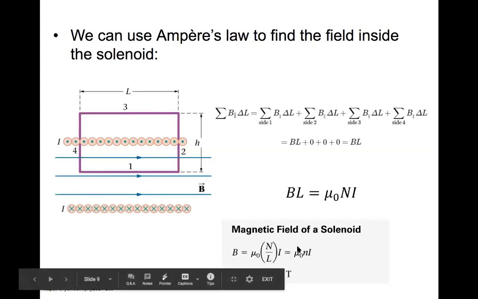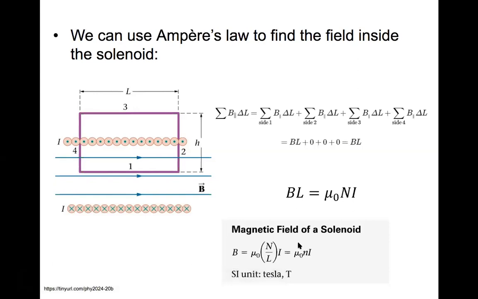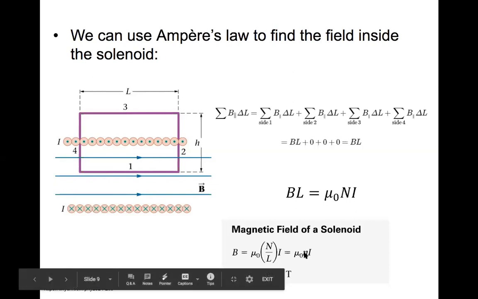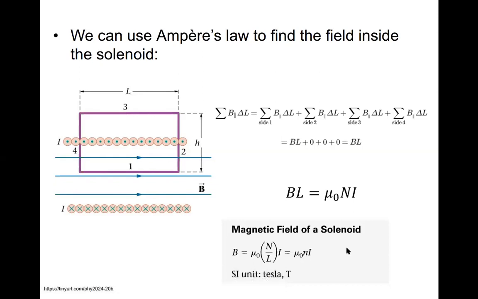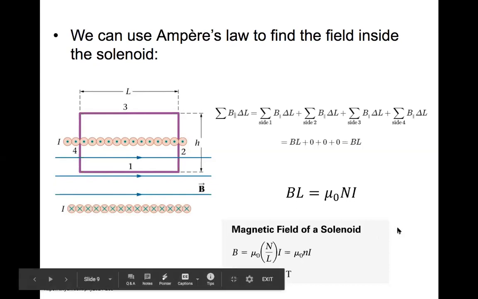So for a solenoid, this is what you have, either this one or this one. Sometimes a problem will give you how long the solenoid is and how many turns you have inside. Sometimes it will just tell you the number of turns per unit length. Sometimes it gives you capital N and L, sometimes small n, so you want to be careful about that. This is the equation you would apply to calculate the magnetic field inside a solenoid.